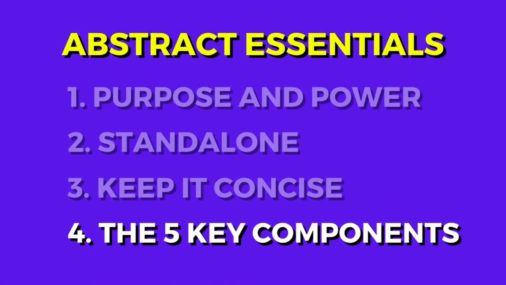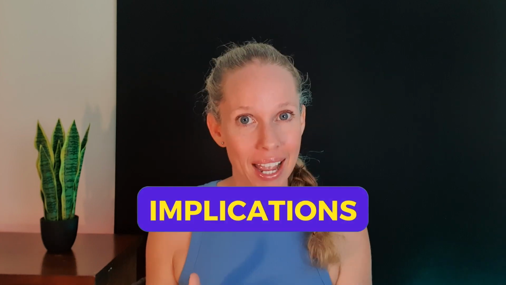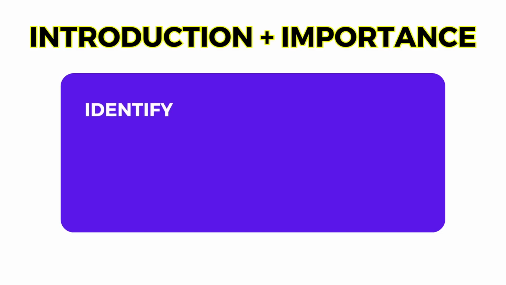Now lesson number 4 is the most important one that I can share with you, and that's to include all 5 key components of the abstract and not leave anything out. The 5 key components are introduction and importance, research questions, methods, results, and implications or conclusion. Now in the introduction and importance component of the abstract, that's where we spell out what our area of research is in a real world context.